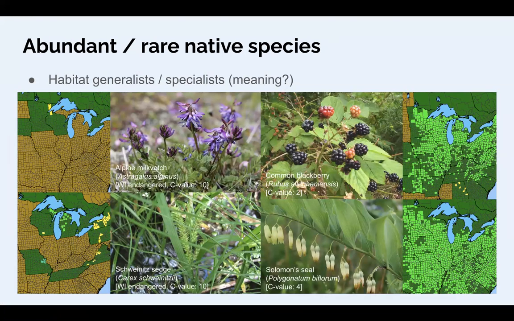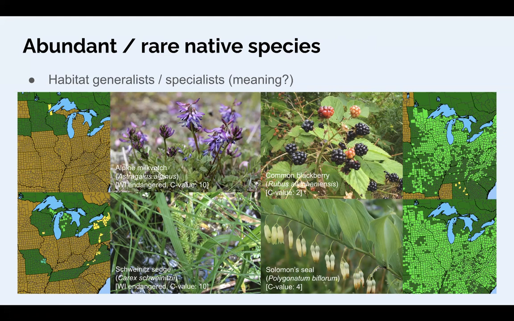So a little bit also relative to the question of modified disturbed habitats versus the pristine habitats, you can see that a little bit in the ranges of where species can grow relative to their coefficient of conservatism values. So I have some extremes on here. On the left are two species that have the maximum C value of 10, the alpine milk vetch and Schweinitz sedge. And these are very limited range species in Wisconsin, and sometimes limited range altogether. Just one county for the alpine milk vetch and a handful, or just one Wisconsin county for the Schweinitz sedge.